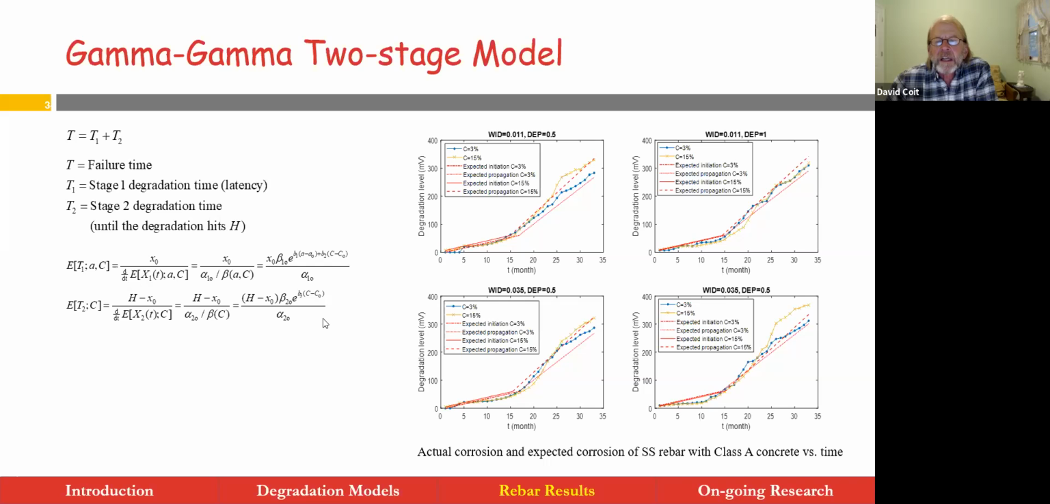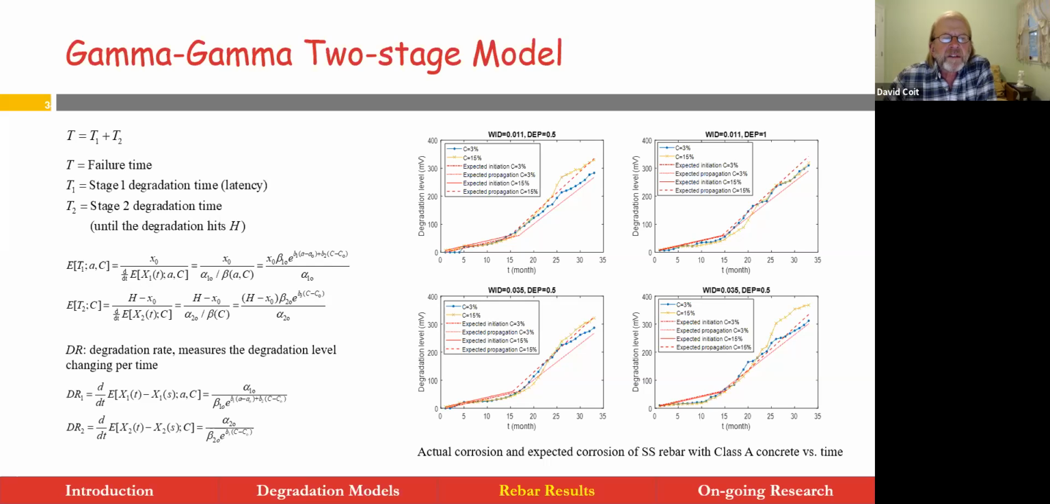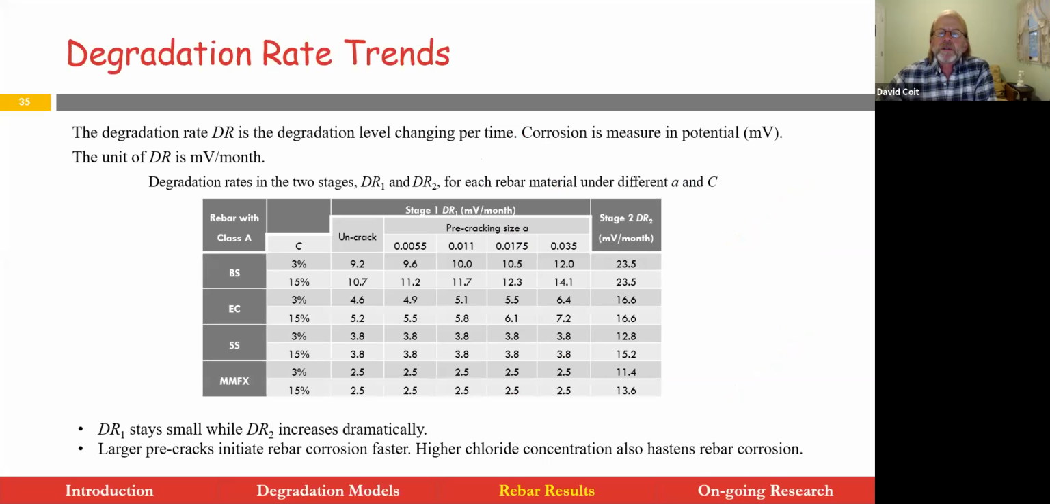And by having a model, we can then have the expected time that you see here until corrosion reaches a certain level. If we can define later a failure threshold, it would be the expected time till it was in an unsafe condition. But now we have a function. This is for stage 1, which is T1, stage 2. Furthermore, we can take the derivative of that and we can have degradation rate, again, as a function of the crack size and the corrosion. And so we've computed all those for all combinations.